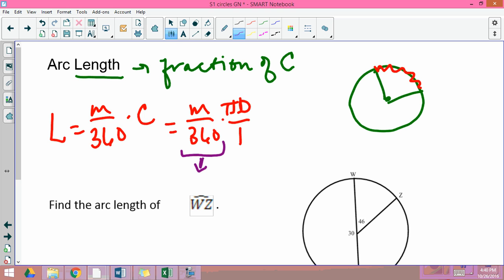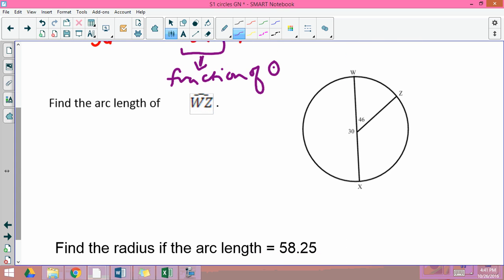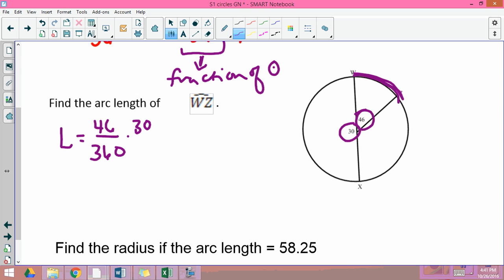Now let's break this down a little bit. This is your fraction of the circle. So that helps us see what portion of the circumference we are using. So how does this work in action? Find the arc length of W to Z right here. Its central angle is 46. So the arc length is 46 of 360. That's our fraction, times our diameter, which is 30 pi over 1.